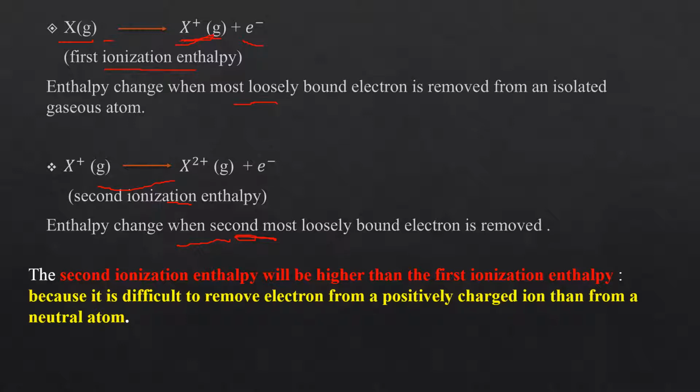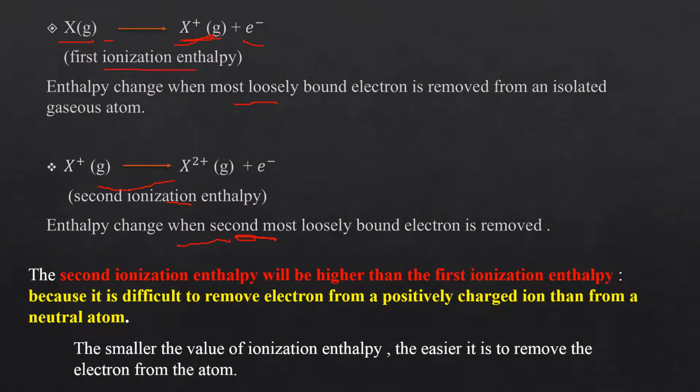So it means the value of the second ionization enthalpy will be higher as compared to the value of the first ionization enthalpy. So from here we can also conclude that the smaller the value of ionization enthalpy, the easier it is to remove the electron from the atom. जितनी small ionization enthalpy की value होगी, it will be easier to remove the electron from that atom.